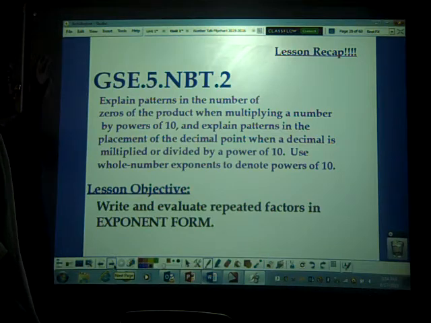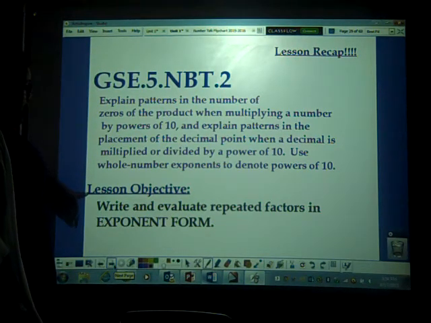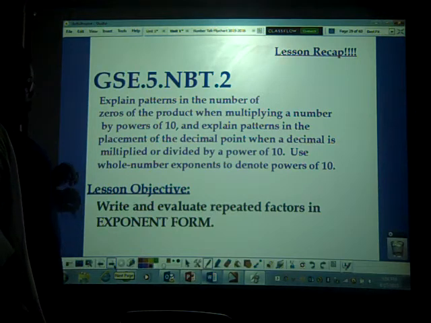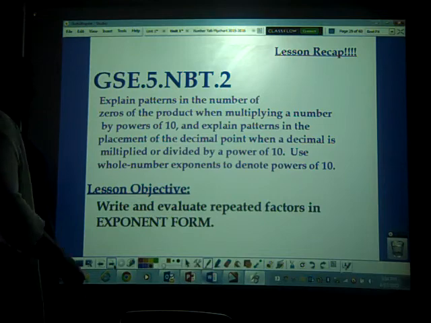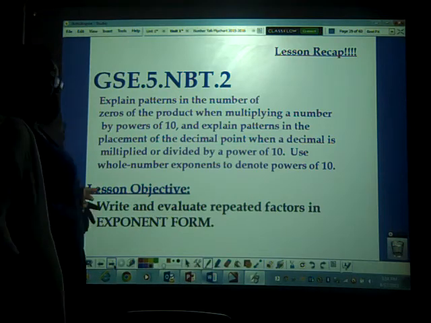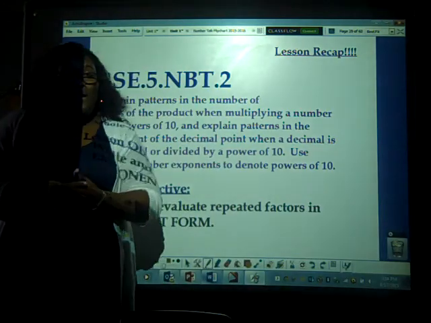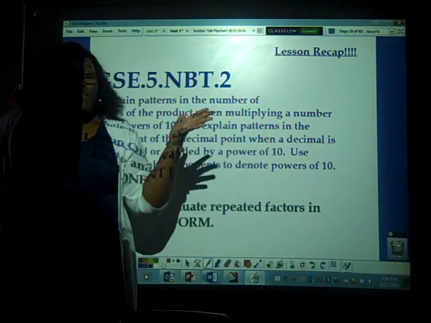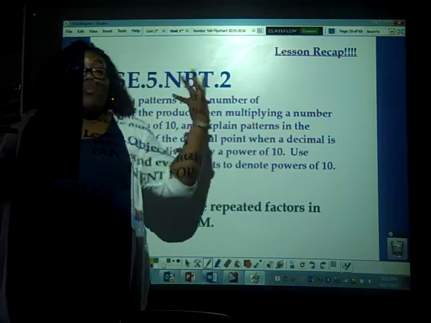So let's recap our lesson. We worked on GSC 5 and BT2. Our lesson objective, we wrote and evaluated repeated factors in exponent form. Hopefully you guys got this and you enjoyed the video and found it was very easy. If not, go ahead and watch some of the Learn Zillion videos that I have a unit plan for you. And if it's still not clicking after you watch this a couple of times, watch the videos.